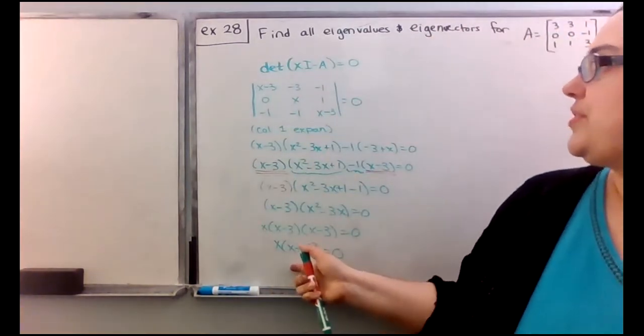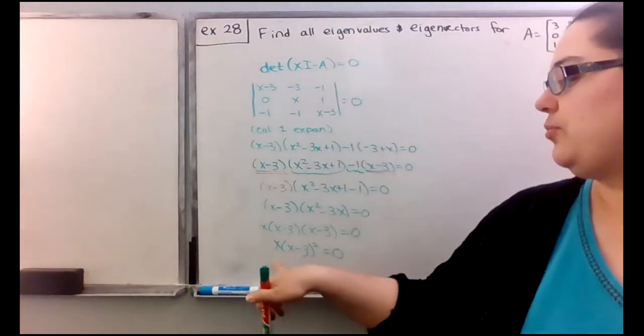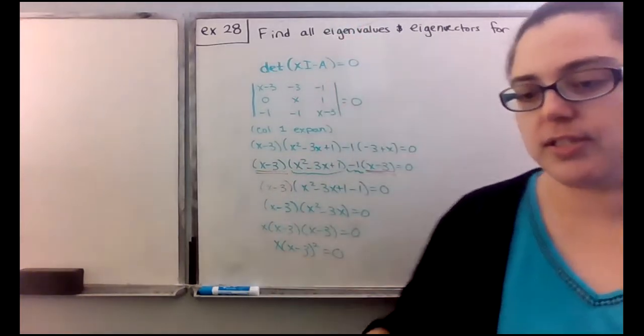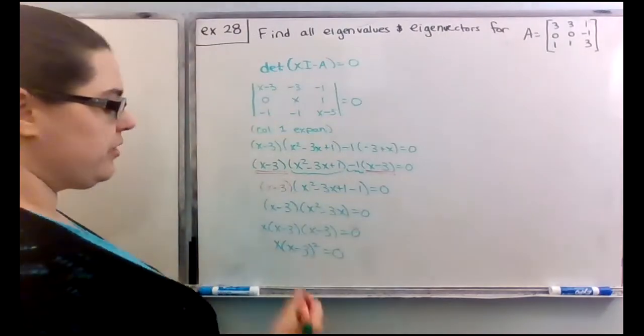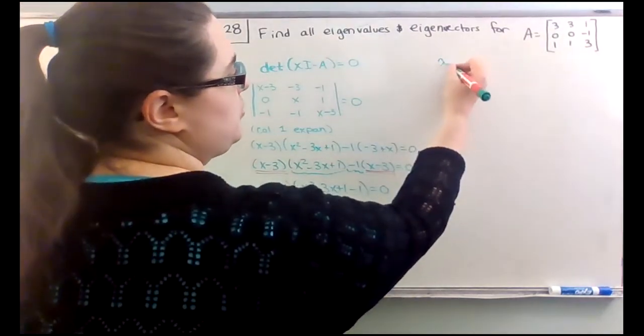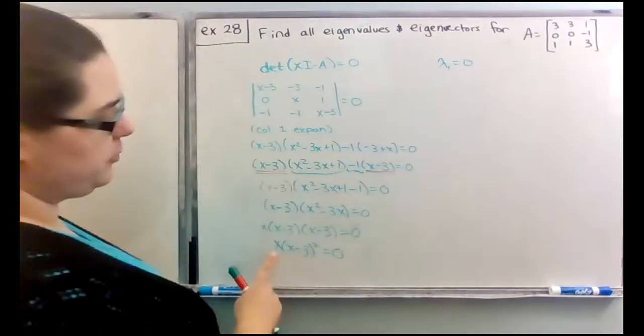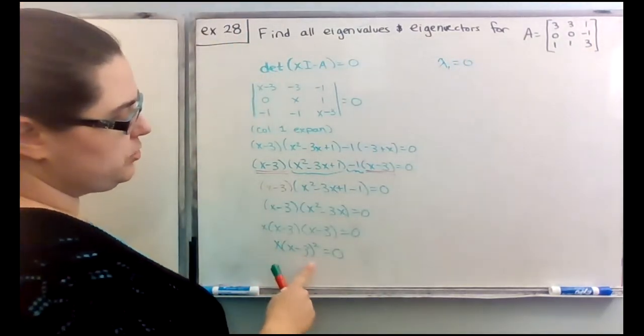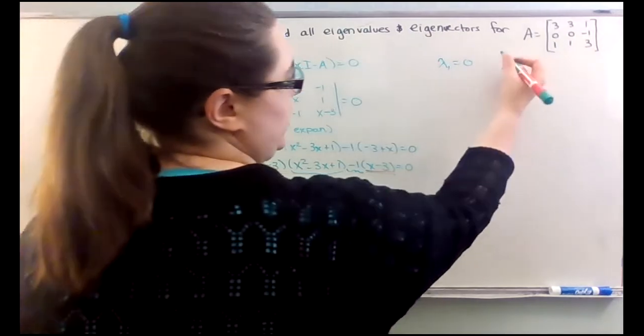So to find the eigenvalues, we're going to set each of these factors equal to 0. When we do that, I'll put these up here. Lambda 1 is going to equal 0 from this factor, and lambda 2 is going to be 3 from the second factor.